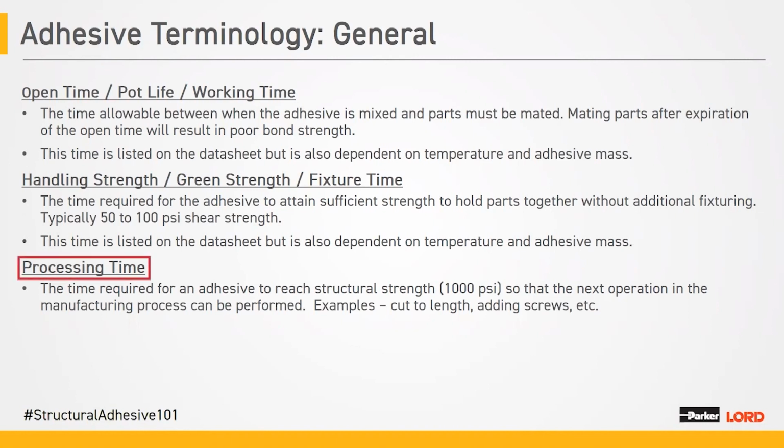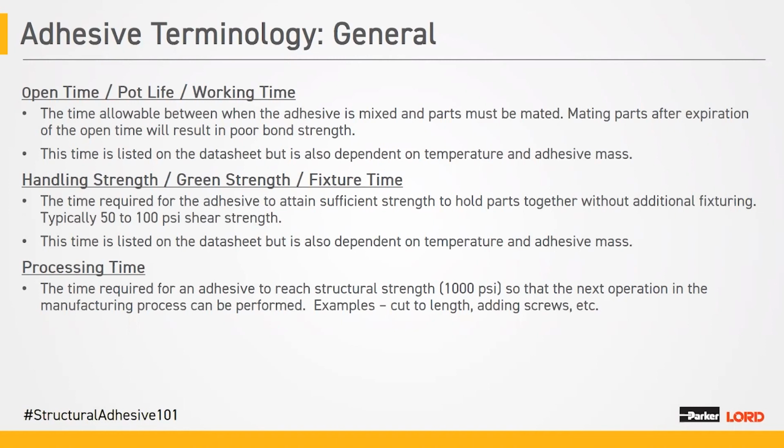The third term I'd like to introduce is processing time. So this is the time required really for an adhesive to reach that structural strength when we're referring to structural adhesives. And that is 1,000 psi or 6.9 megapascals. Once the adhesive reaches that strength, the next step in the manufacturing operation can readily be performed without degrading the bond line or fracturing the part and causing quality issues.